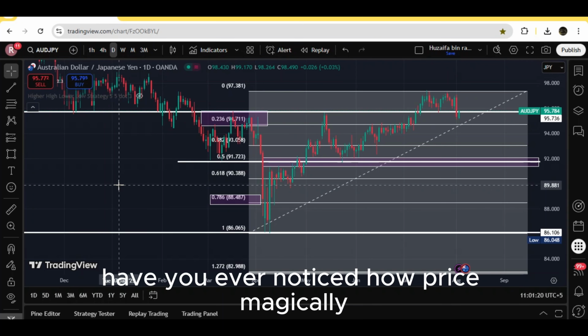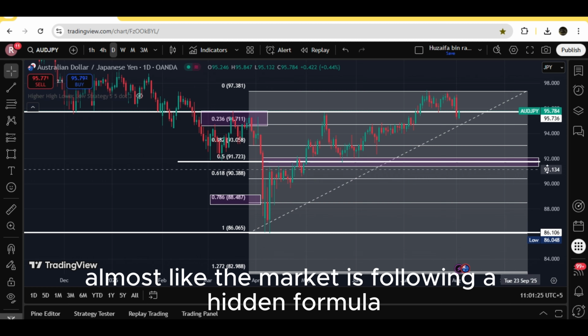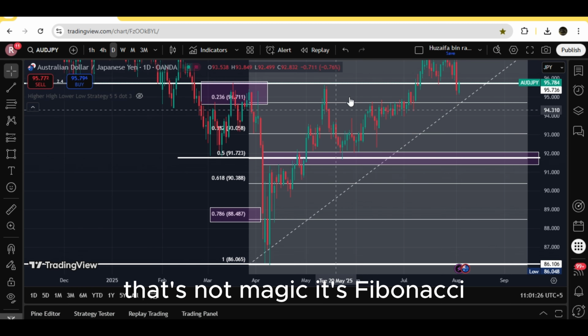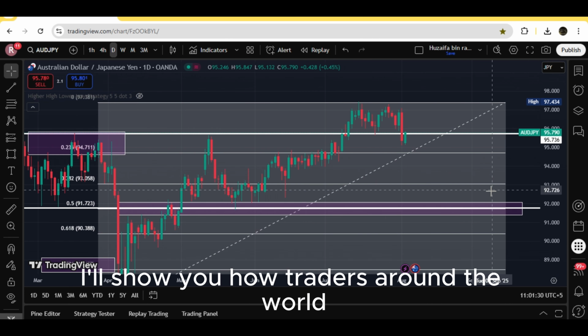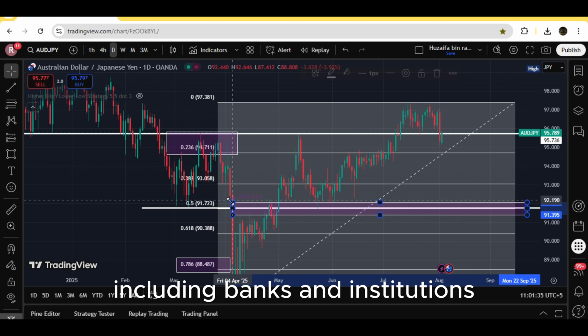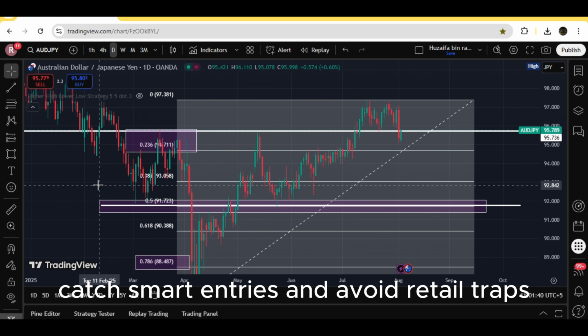Have you ever noticed how price magically reverses at certain levels, almost like the market is following a hidden formula? That's not magic, it's Fibonacci. In this video, I'll show you how traders around the world, including banks and institutions, use Fibonacci retracement to predict reversals, catch smart entries, and avoid retail traps.